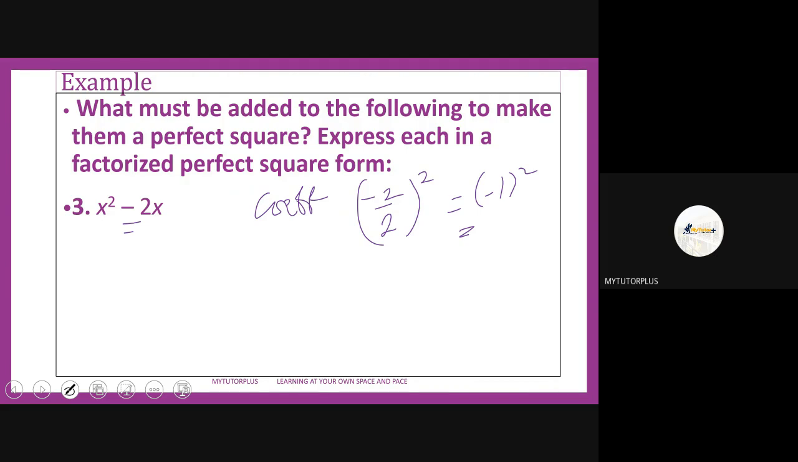So what must be added in this one? Minus 1 square, that's the same thing as minus 1 times minus 1. And that will give me 1. So 1 must be added. Expressing this one in perfect square form will simply give me x minus 1 all into bracket square. That is going to be my final answer here. I just pick this minus 1 here and put it inside.